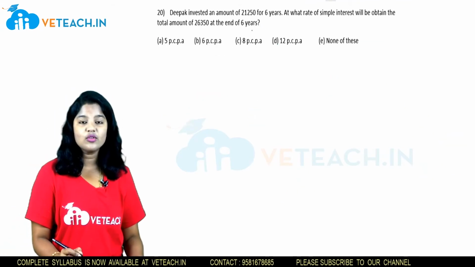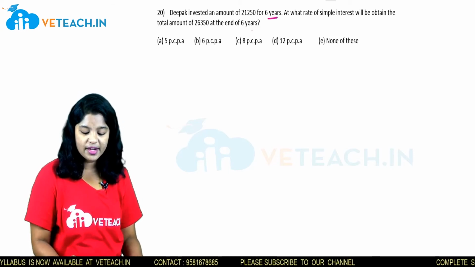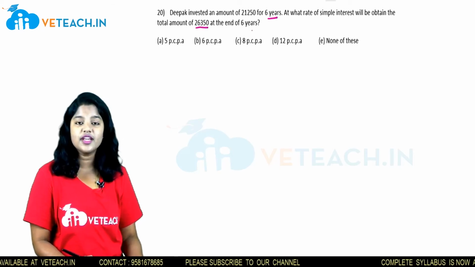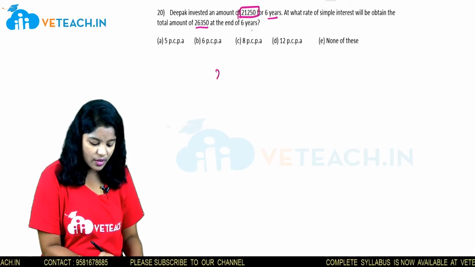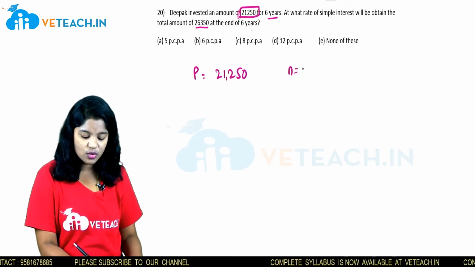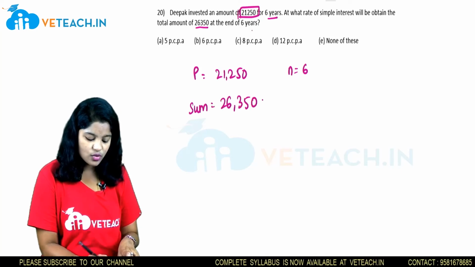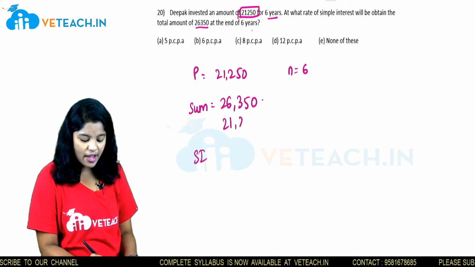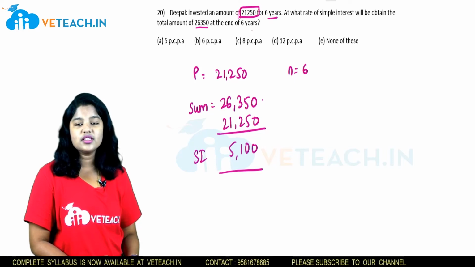Deepak invested an amount of 21,250 rupees for 6 years. At what rate of simple interest will he obtain the total amount of 26,350 at the end of 6 years? So initially he has invested 21,250 rupees. That is the principal amount, for 6 years. At the end of 6 years it has amounted to 26,350 rupees. Now the simple interest is nothing but the sum minus the principal amount, that is 5,100 rupees. So this is our simple interest.